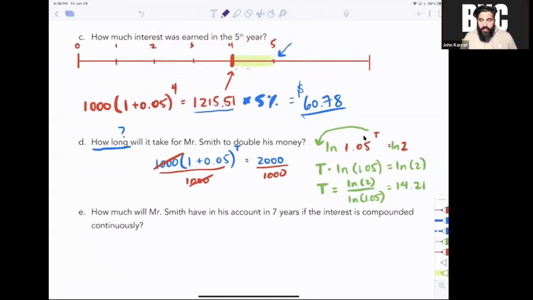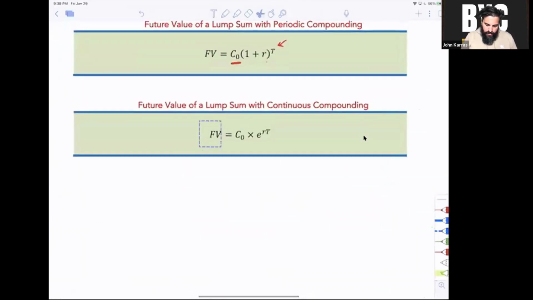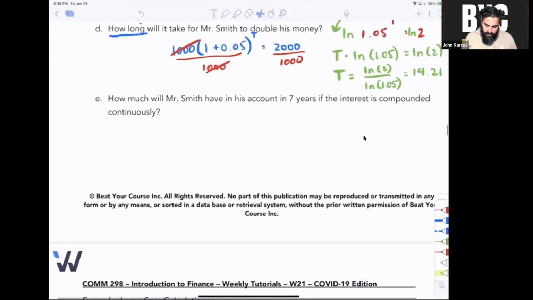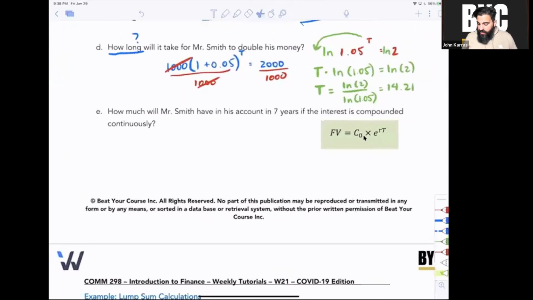Finally, the last part of this question is to show you guys what to do in the uncommon question of compounding continuously. I say uncommon because in real life, there's hardly ever any situations where things are being compounded continuously, but you still need to know it for the purpose of the class. I've given you the formula here, right? I'll just paste it over here. When you want to find the future value of something that's compounded continuously, you just want to follow exactly this.